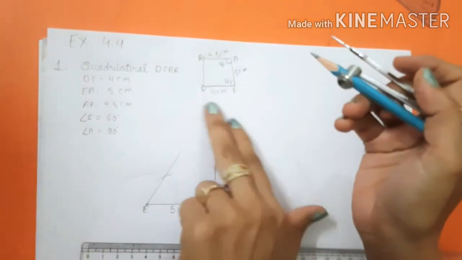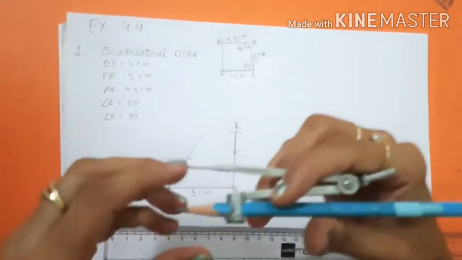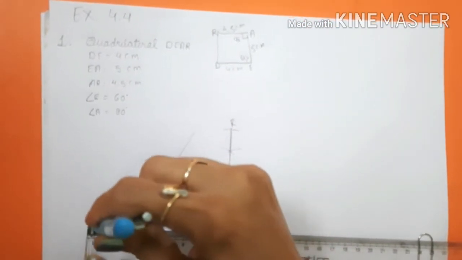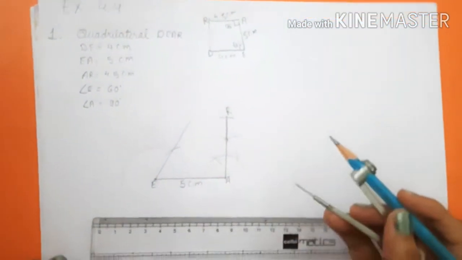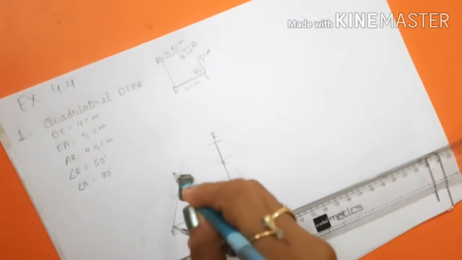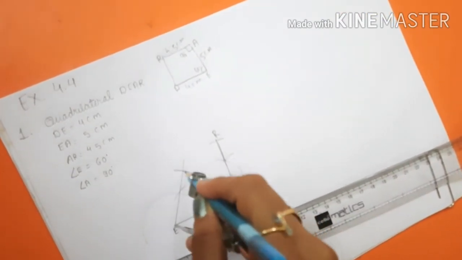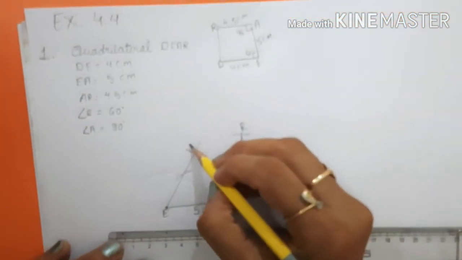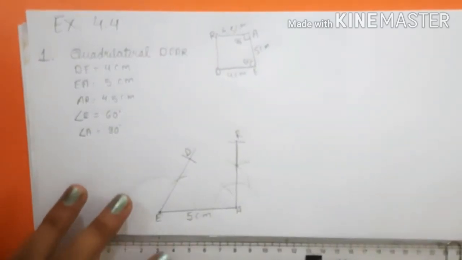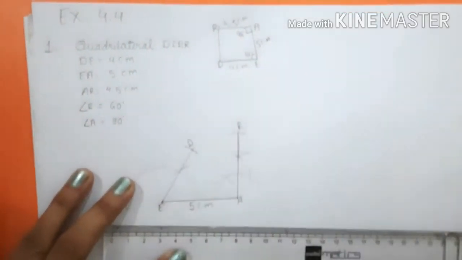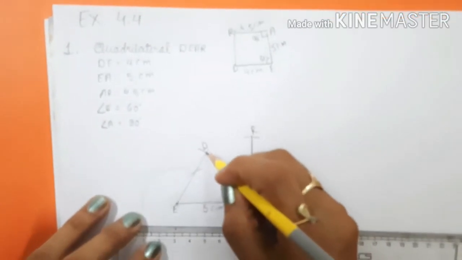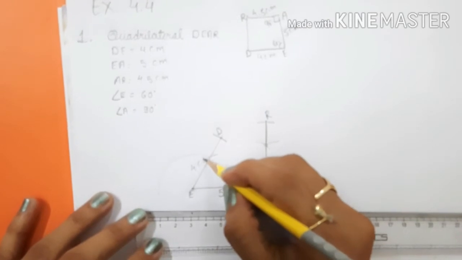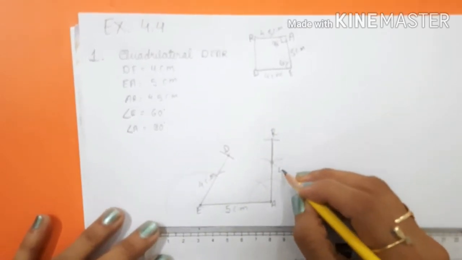Now we'll measure 4 centimeters because DE is 4 centimeters. We'll measure 4 centimeters. With E as the center, we'll cut an arc. It will intersect at D. So this intersecting point is D. This is the point. 4 centimeters, 4.5 centimeters.